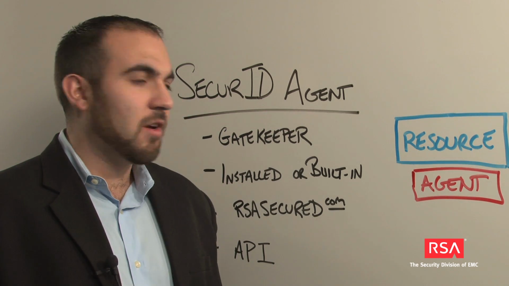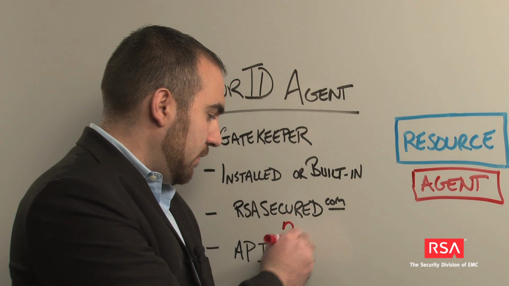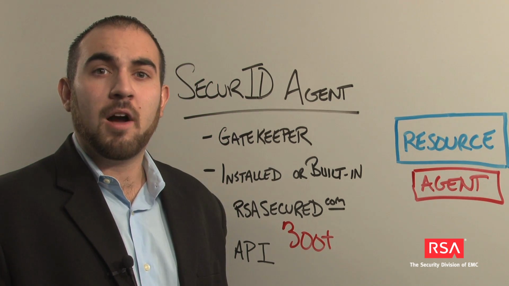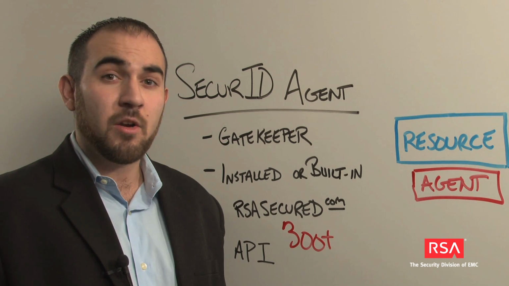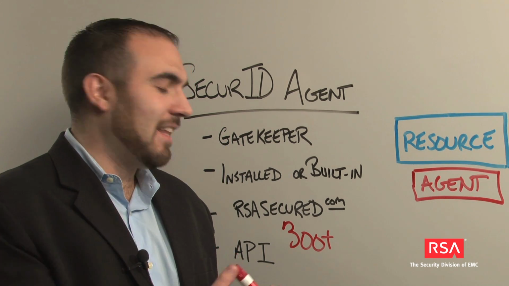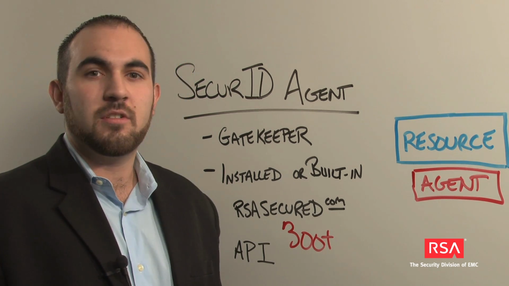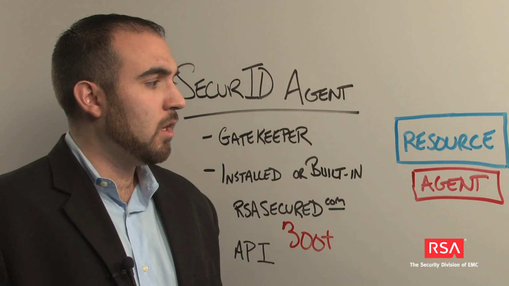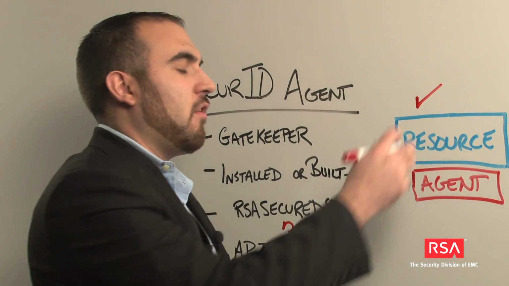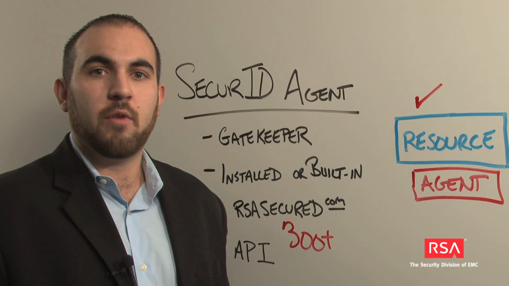In other cases, agents are built in through the RSA Secured program. There are over 300 applications and network devices that come out of the box ready to work with Secure ID. That means our agent technology is already built in. In cases where customers can't leverage an installed or built-in agent, we have APIs which can be leveraged to build your own agents. Once the agent's present, that resource is now protected with Secure ID, and any user trying to access that resource will be challenged for their Secure ID credentials.